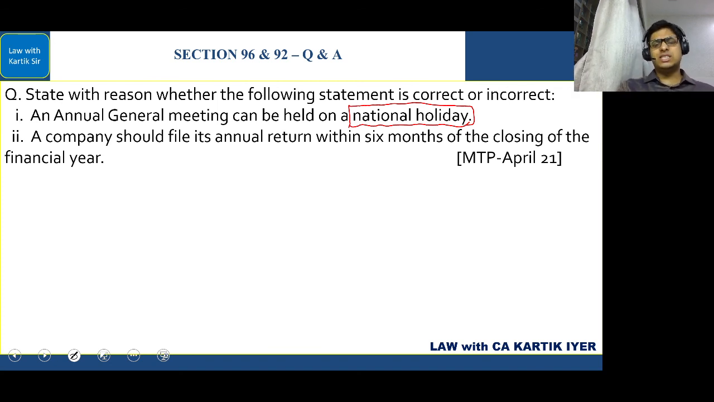Okay, currently, 26th January, 15th August, 2nd of October. Now all these days in India are considered to be national holiday. Next one. The company should file its annual return within 6 months from the closing of the financial year. Absolutely incorrect statement. Annual return has to be filed within 60 days from the date of the AGM. In the case where the AGM is not held, it has to be filed within 60 days from the last date when the AGM should have been held, along with the reason why the AGM was not held, and along with any fees or additional fees as given in the law. Easy to understand, and this is a mock test paper April 2021 question. Both the statements are incorrect.